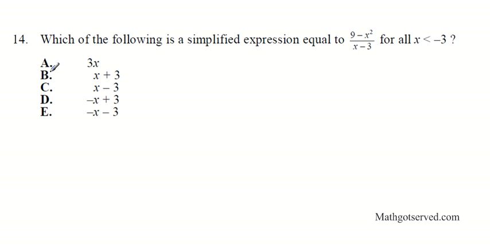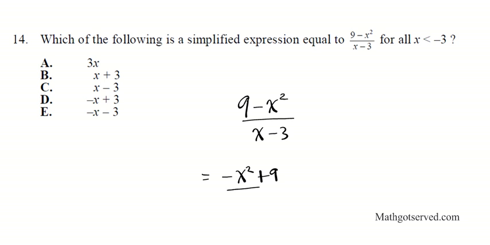It says, which of the following is a simplified expression of 9 minus x squared divided by x minus 3 for all x less than negative 3. Alright, so first of all, we can rewrite the numerator in standard form for polynomials. So I can rewrite that as negative x squared plus 9 divided by x minus 3.